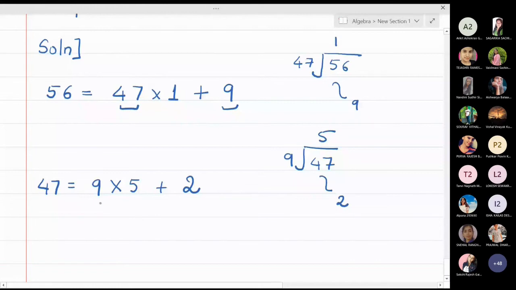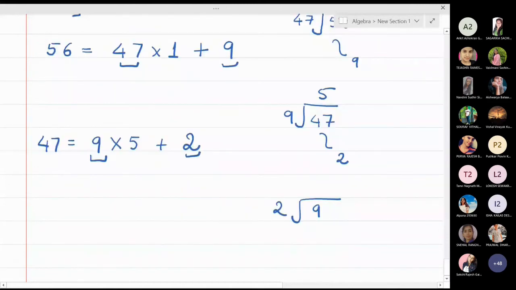And the last step is 2 and 1. So when I divide 2 by 1, I'm going to get the remainder equal to 0. So I'm going to write 2 is equal to 1 into 2 plus 0. So no further division is possible now. So we have to stop here because the remainder is 0.